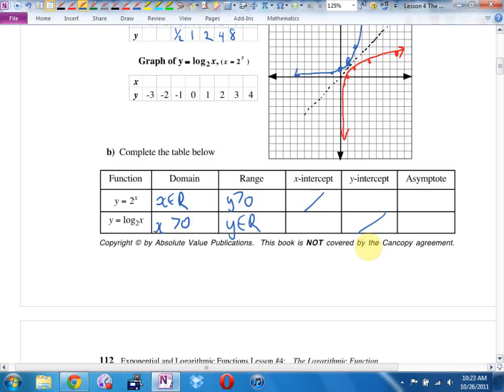Are you ready to redeem yourself? What was the y-intercept of the exponential? What comma what? 0 comma 1. What's the x-intercept of the log? What comma what?